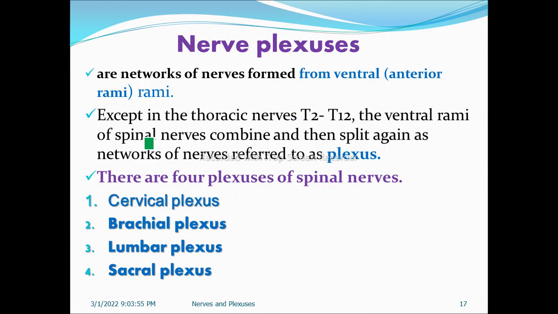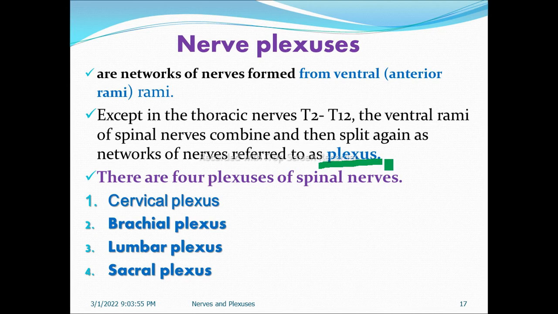So now we have seen how the nerves arise from the spinal cord. Now we will explain the nerve plexuses. There are five plexuses, but majorly we have four types: the cervical plexus, the brachial plexus, the lumbar plexus, and the sacral plexus. Plexuses are formed from the ventral rami. Except for the thoracic nerves, the ventral rami of spinal nerves combine and then split again as a network of nerves. This network of nerves is known as a plexus.